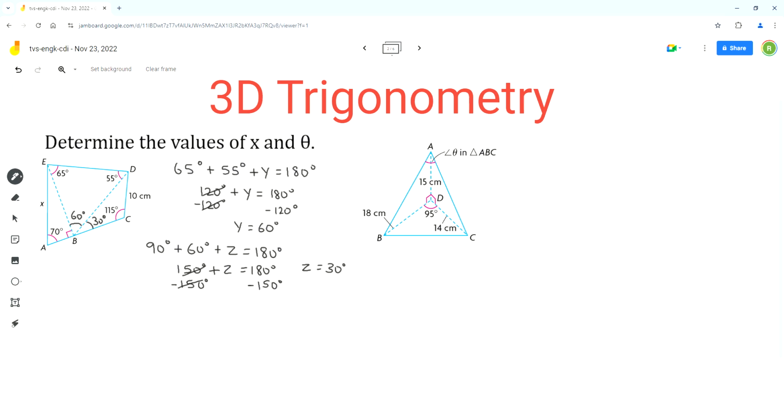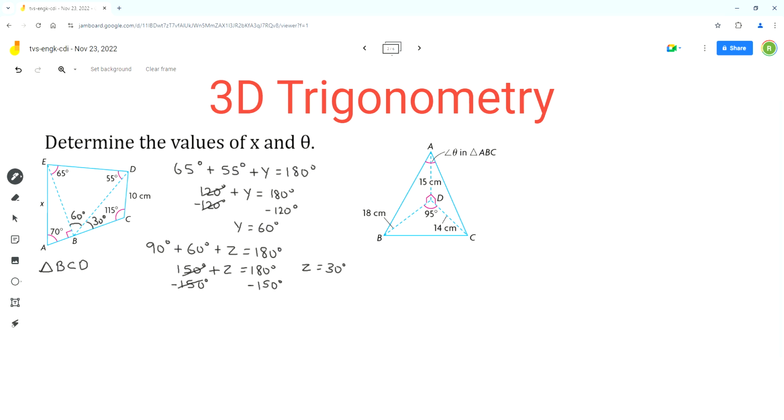Next, we should analyze triangle BCD to find the length of side BD because BD is a side that's shared by triangles BCD and BDE. So let's start with triangle BCD. In this triangle, we are given angle C 115 degrees and the length of side CD, which is 10 centimeters. This is not a right angle triangle. So we have to use sine law to find the length of side BD.